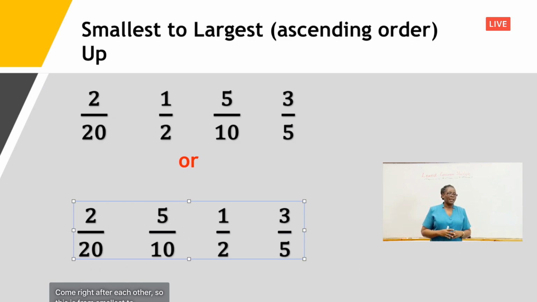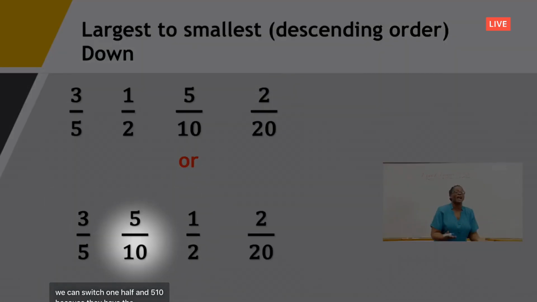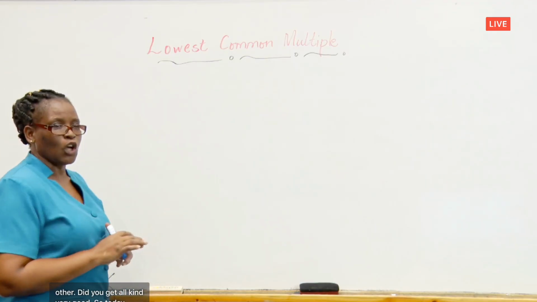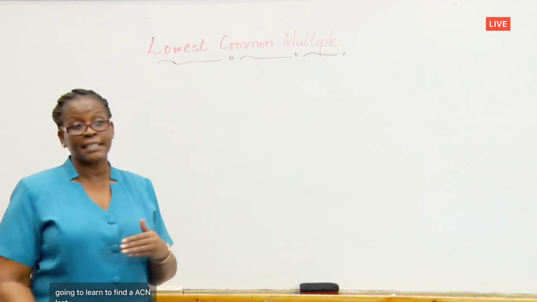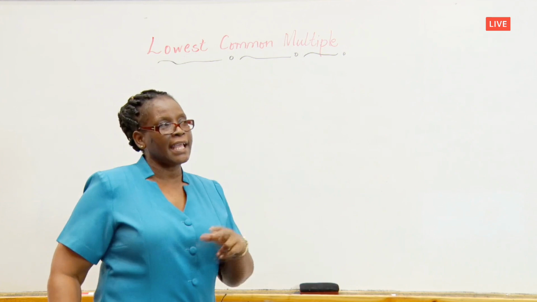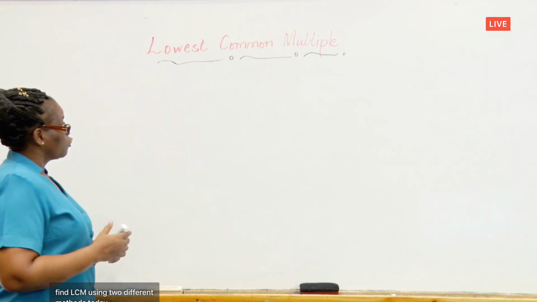So this is from smallest to largest. And it will be the same with the descending order. We can switch 1/2 and 5/10 because they have the same value. So it doesn't matter which way you put those two, once they are right after each other. Did you get all correct? Very good. So today, we are going to learn to find LCM. Last week, you can say we find LCM when we were generating multiples. But we are going to find LCM using two different methods today.